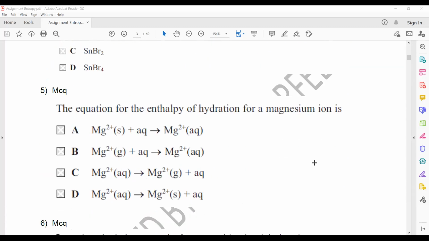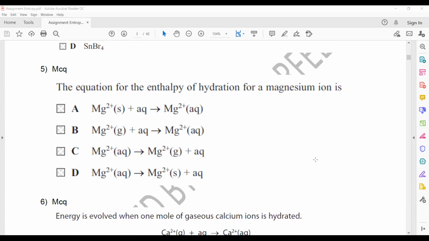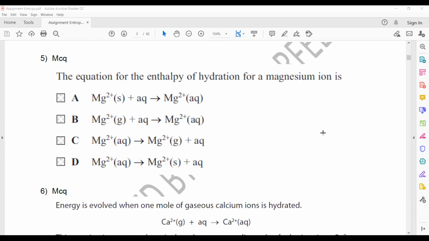The equation for the enthalpy change of hydration of magnesium. Hydration means when ions in the gaseous state become ions in the aqueous state. What is the answer? So B is the right answer for this.